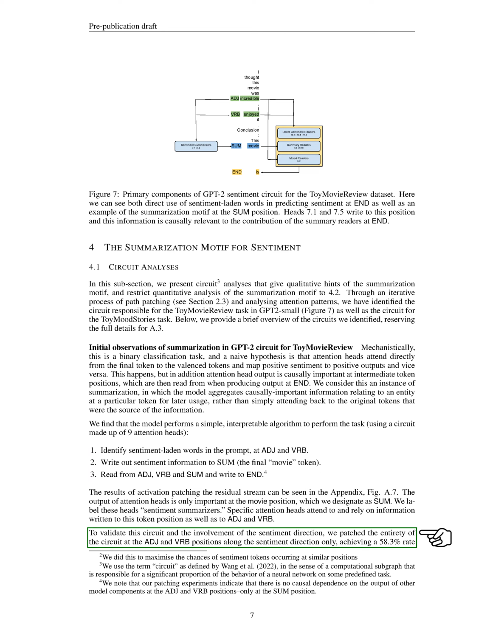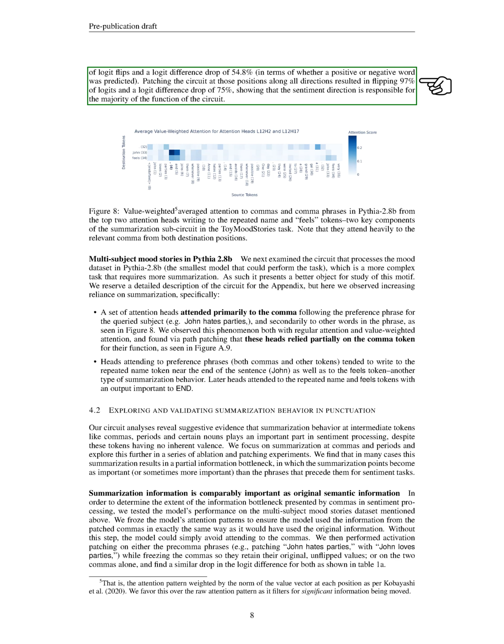To confirm this circuit and the role of sentiment direction, we modified the circuit at the sentiment-laden word positions along the sentiment direction only. This resulted in a 58.3% rate of logit flips and a logit difference drop of 54.8%. When we modified the circuit at those positions in all directions, we saw 97% of logits flip and a logit difference drop of 75%. This shows that the sentiment direction is largely responsible for the function of the circuit.